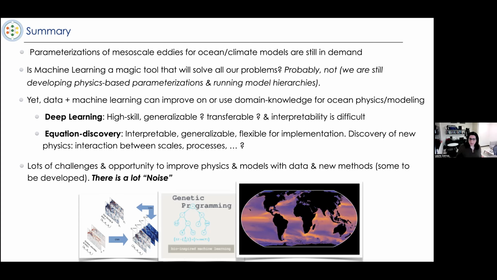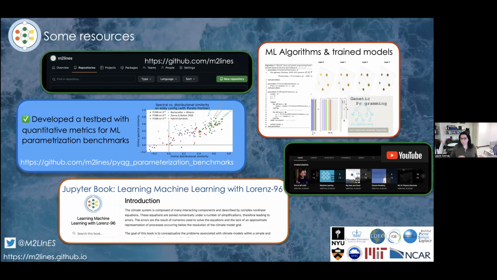And again, I'm going to plug a few resources if you're interested. We do everything open source. We have a Jupyter book where we try to teach people machine learning using Lorenz 96 and parameterization. We have algorithms and a bunch of stuff.